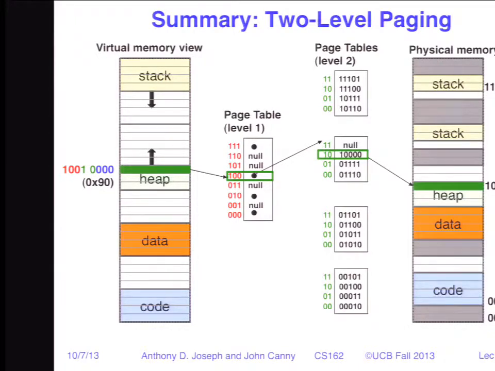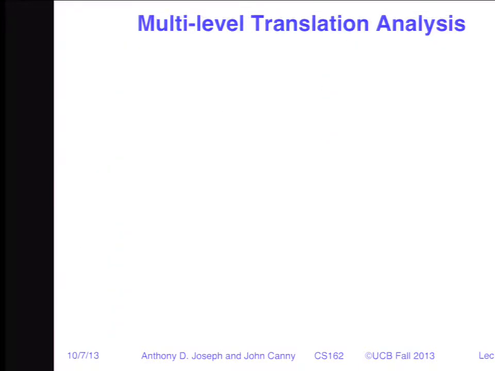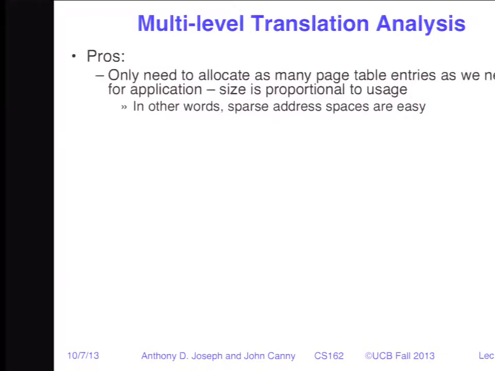OK. So some of the advantages. The advantage here is we only have to allocate as much in terms of page table structures as we're actually using. It's going to be proportional to the amount of usage that we have of our virtual memory. So sparse address spaces are trivial to do with this, and they're going to be space efficient. Very easy memory allocation, because at the lowest level, we're using pages.